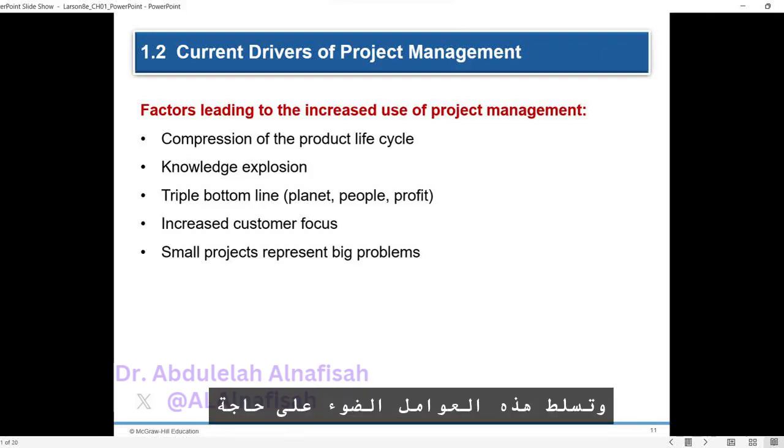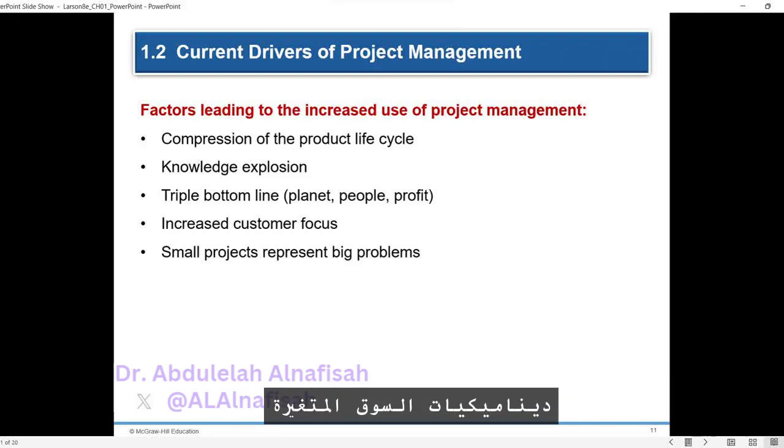These factors highlight the need for organizations to effectively manage projects in order to adapt to changing market dynamics, leverage knowledge and expertise, meet sustainability goals, enhance customer satisfaction, and address the challenges posed by projects of varying scales. Project management provides a structured framework to navigate these complexities and achieve successful project outcomes.